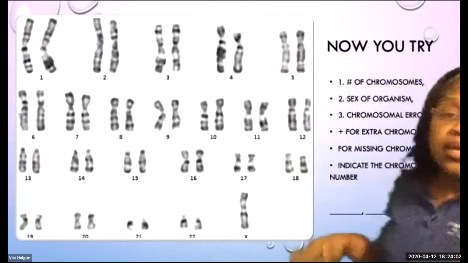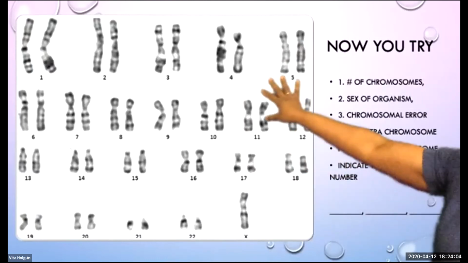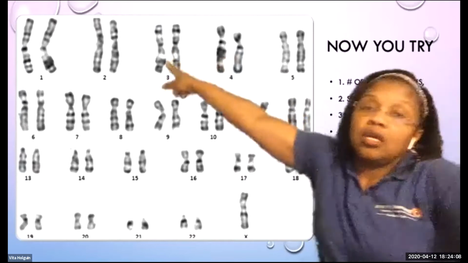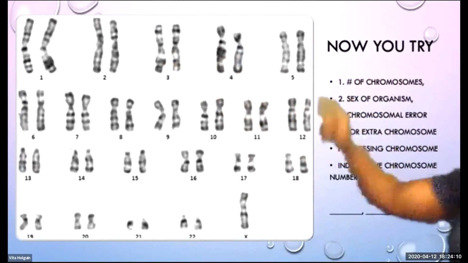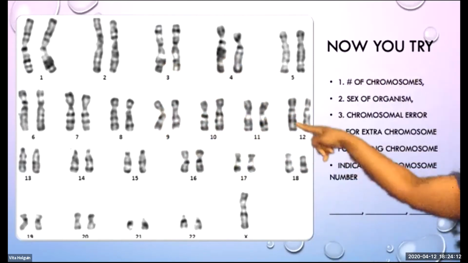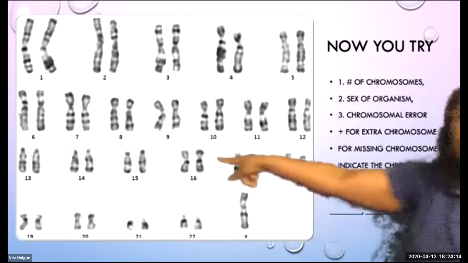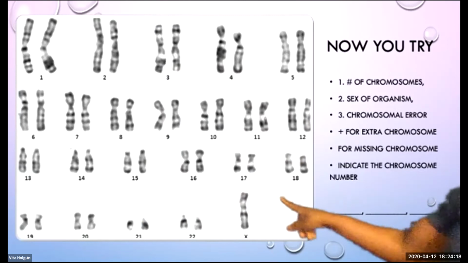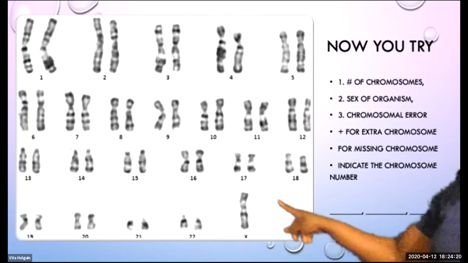All right. Step 1. How many chromosomes do you see? Just glance. Does every number have 2? Oh, wait a minute. This one doesn't have 2.